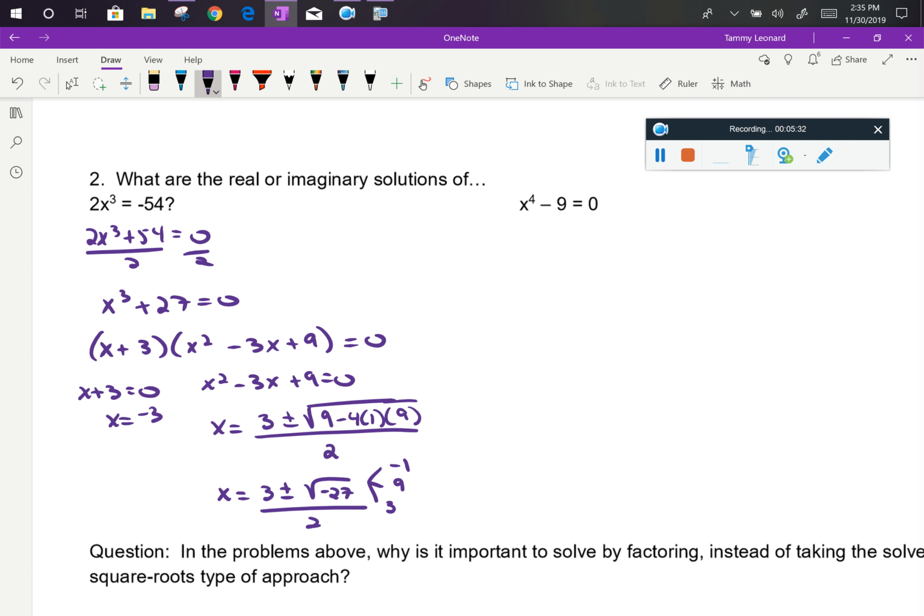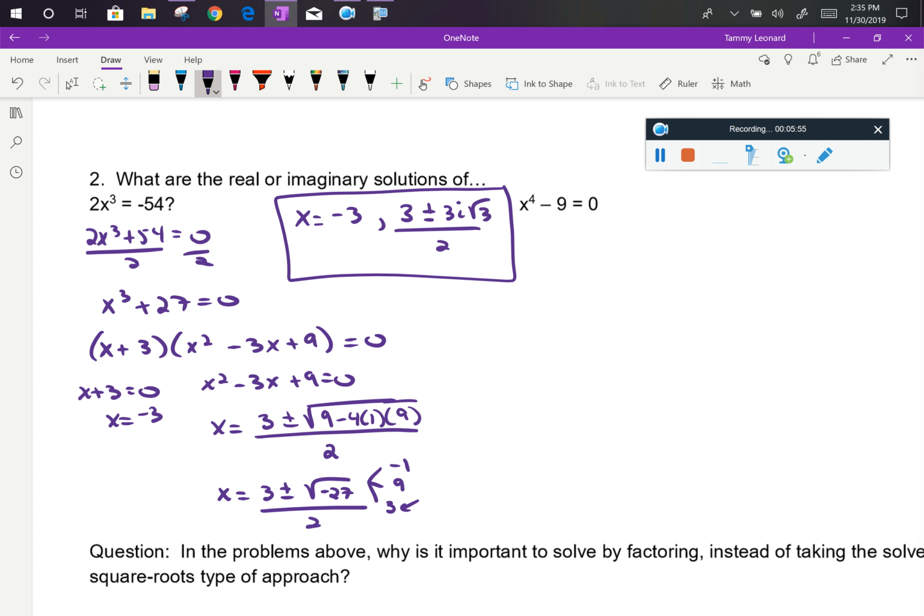So we have one real solution of x equals negative 3. And then we're going to have 2 imaginary solutions, which we can write concisely as 3 plus or minus 3i root 3, divided by 2, because the square root of 9 is 3, and there's still a 3 trapped under the radical. So those are the 3 solutions, 1 real, 2 imaginary.